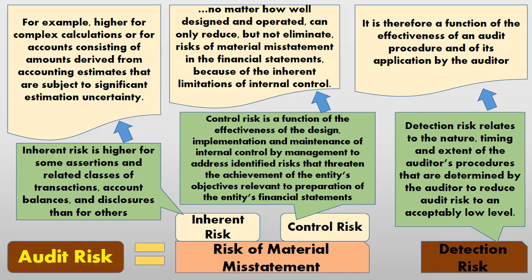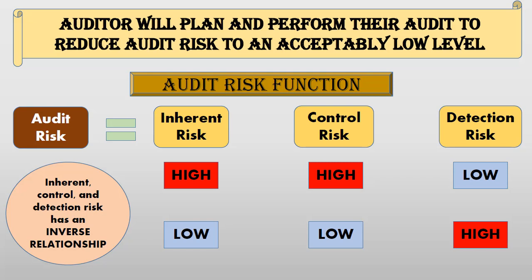The third one is detection risk. Detection risk relates to the nature, timing, and extent of the auditor's procedures that are determined by the auditor to reduce audit risk to an acceptably low level. It is therefore a function of the effectiveness of an audit procedure and of its application by the auditor. So this is the audit risk function.